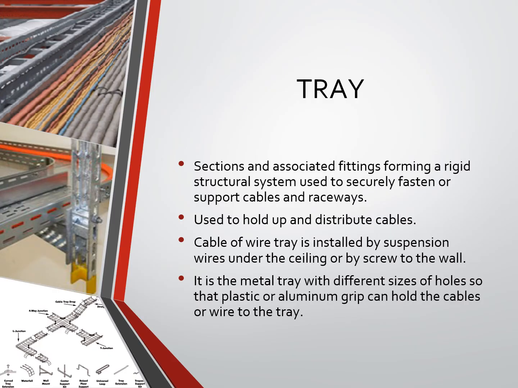Okay, then we have tray. Tray is a section and associated fittings forming a rigid structure system used to securely fasten or support cables and raceways, used to hold up and distribute cables. A wire tray is installed by suspension wire under the ceiling or by screws to the wall. It is a metal tray with different sizes of holes, so the plastic or aluminium grid can hold the cables or wire to the tray.